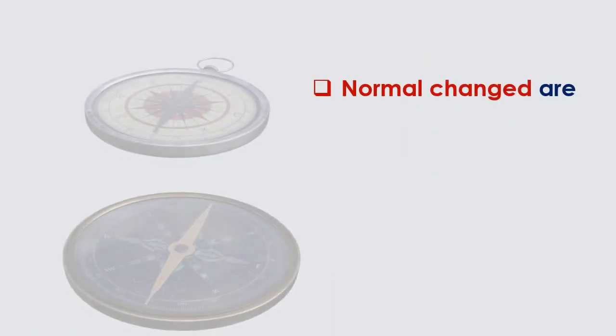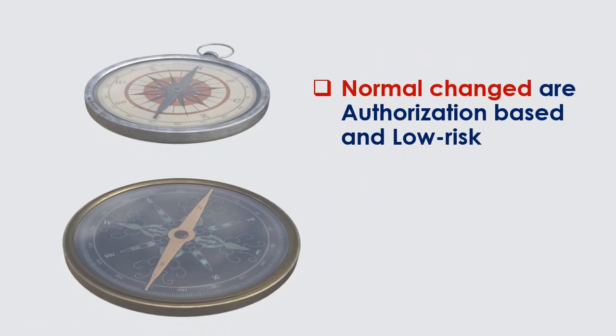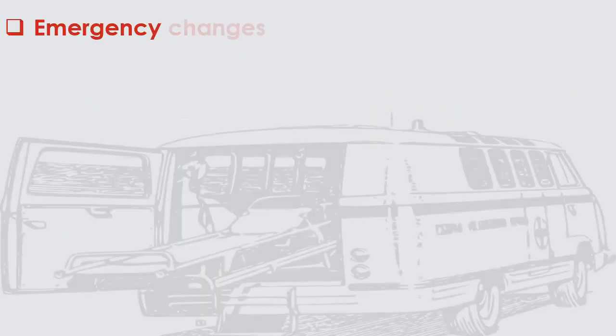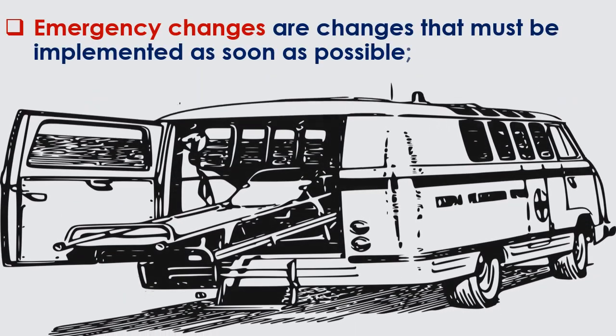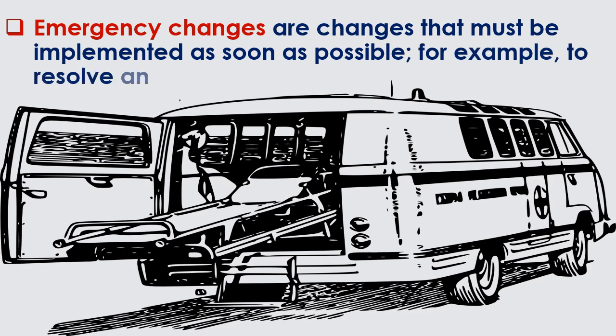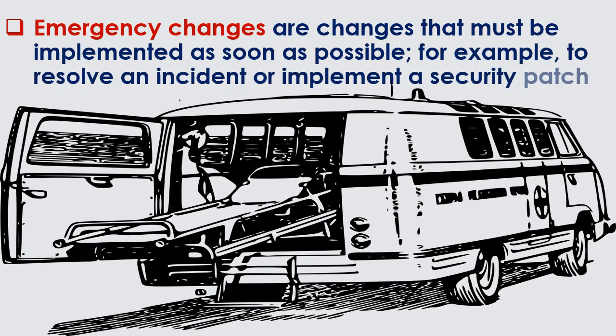Normal changes are authorization-based and low risk. Emergency changes are changes that must be implemented as soon as possible, for example, to resolve an incident or implement a security patch.